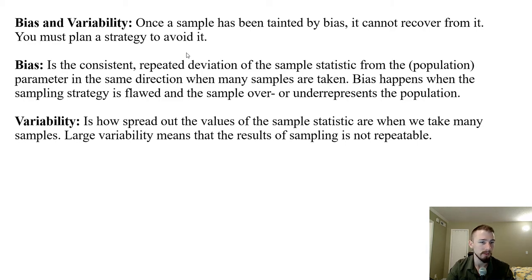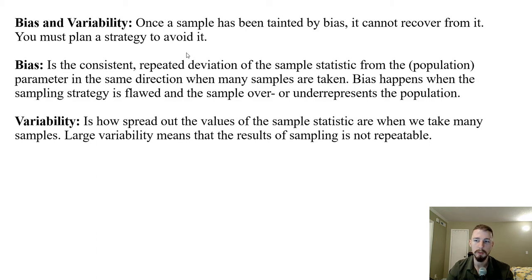So be careful. Bias is the consistent, repeated deviation of the sample statistic from the population parameter in the same direction when many samples are taken. So if the polls are constantly off, that means there's some sort of bias in the way they're gathering the data. Again, probably response bias like we talked about. Why are the polls wrong all the time? That's because of bias, okay?